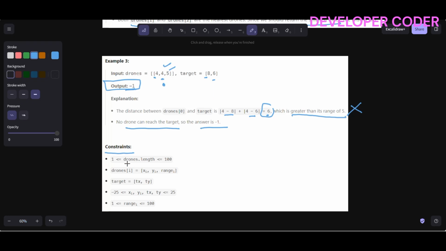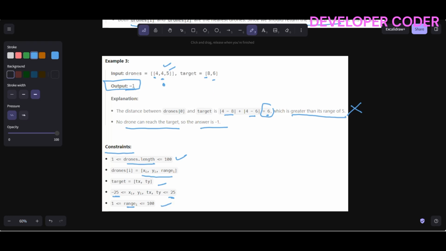These are the constraints. Drones length is from 1 to 100. Drones[i] has three values x, y, and range. Target is this, and xi, yi, tx, ty are from -25 to 25, right? So we may see negative values as well. Range[i] values are from 1 to 100.